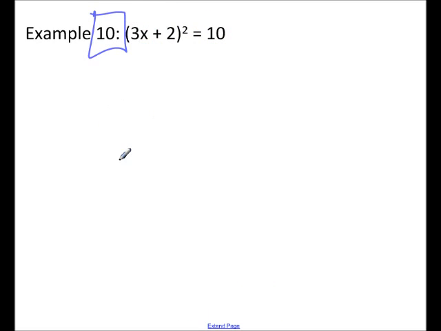Alright, don't be scared. Give example 10 a try. Take your square root, split into your two different situations. I think this one might be a little bit easier, because who knows what the square root of 10 is? I don't. So it's going to be a little bit simpler.